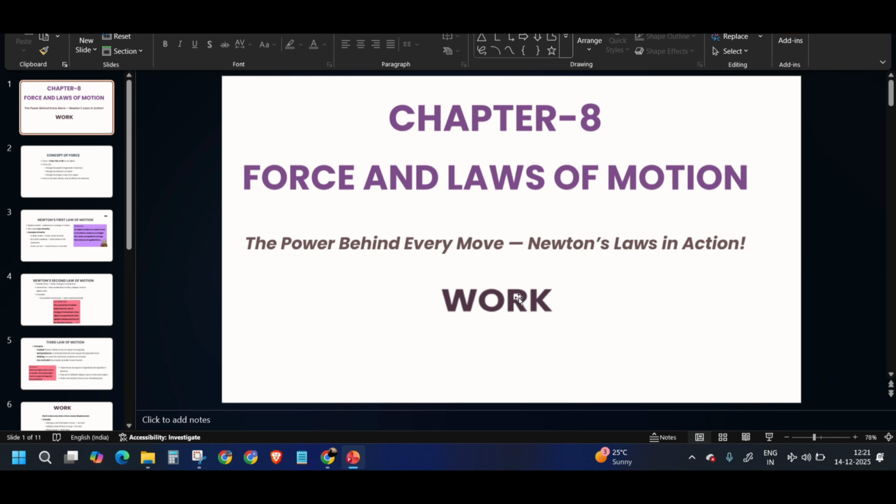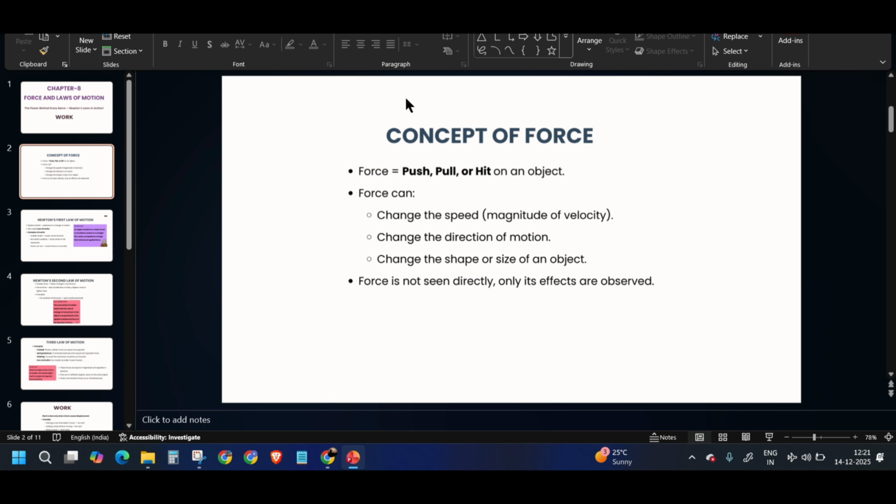Force and laws of motion and work done. These chapters are related to the NCERT book, chapters 8 and 9. Coming to the topic, the concept of force. What is force? Force is the push or pull on an object.